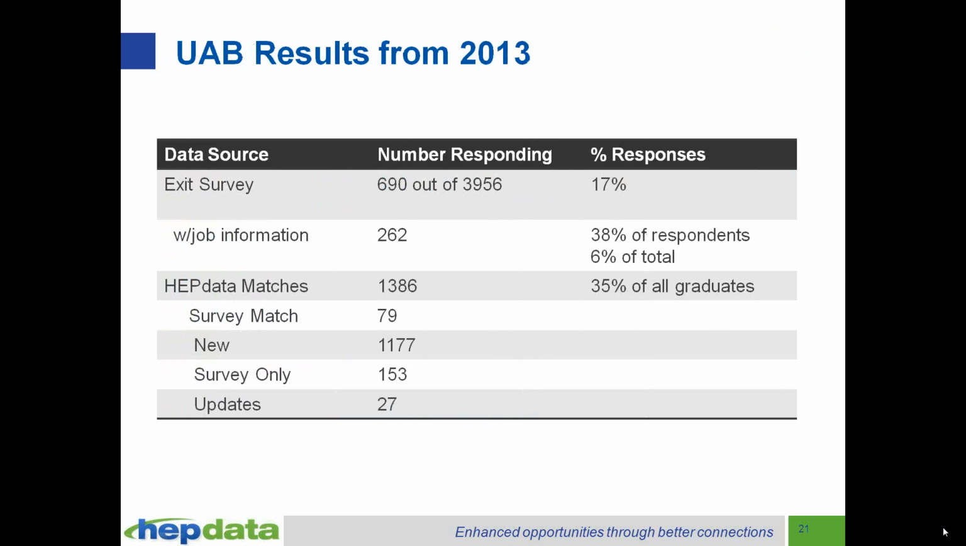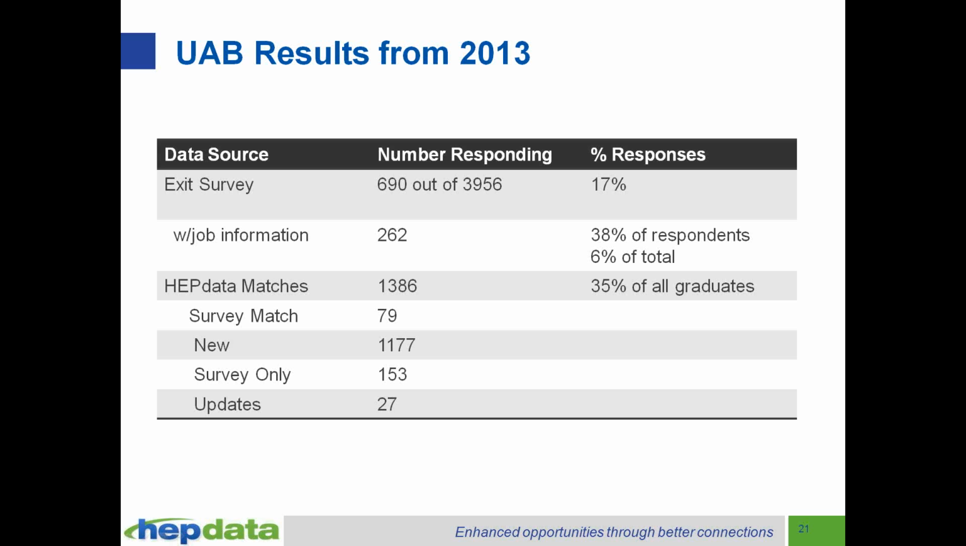Just to give you an idea of some of the results, this is my university, so I work very closely with our career services office. What we found in 2013: we have an exit survey here on campus, so before our students leave, we try to get them to fill it out. Our exit survey is voluntary, so we beg them, and we have it as part of the classroom. You can see the number responding. We were able to get 690 completed surveys out of 3,956, so the total response rate on our exit survey was 17%.